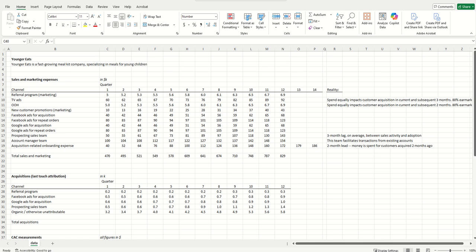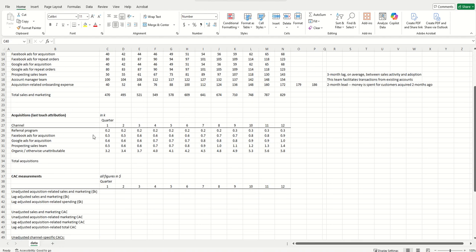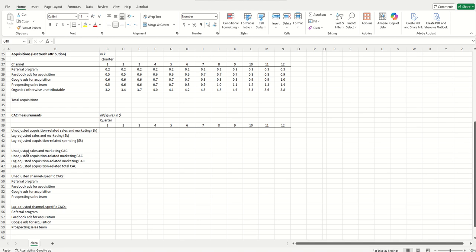Now what we want to get is just that first variant of customer acquisition cost. It's the most basic, often most common definition of CAC that you'll see in public company disclosures, which is what we call over here the unadjusted sales and marketing CAC, which is basically sales and marketing expense divided by the customers acquired in that same period of time.